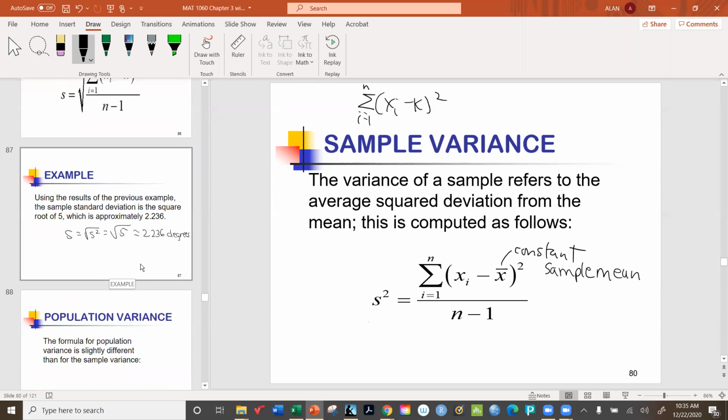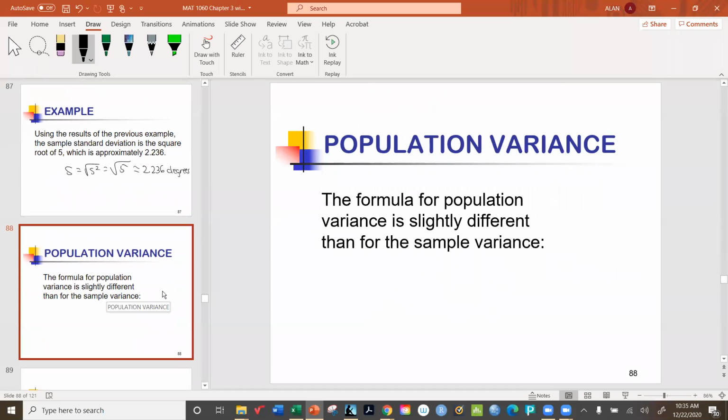Okay, now the population has its own formula, although in this case, there's more differences than just the notation. You'll see what I mean in a second.